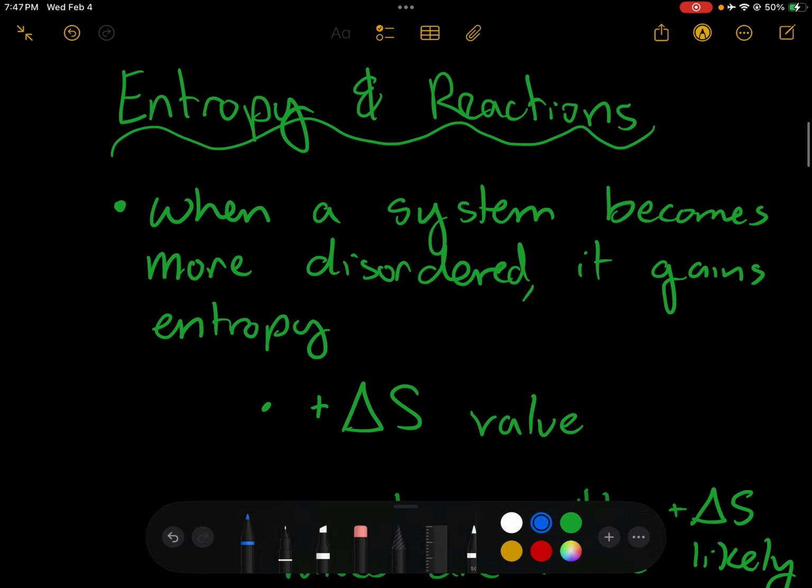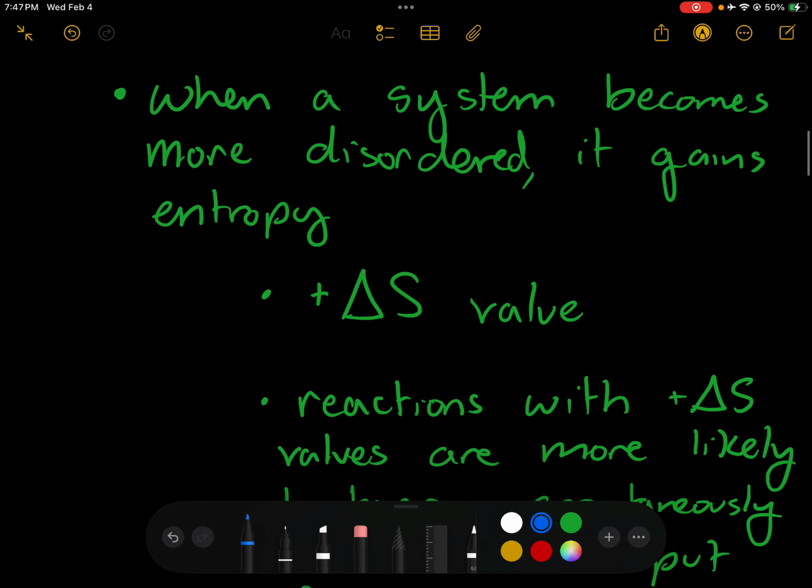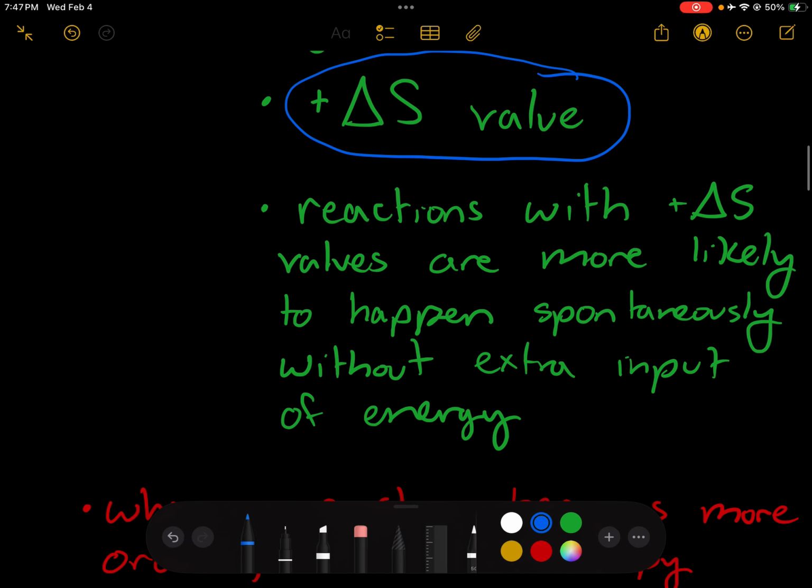So, entropy and reactions. When a system becomes more disordered or more chaotic, we say that it gains entropy. And what that means is that that reaction at that point has a positive delta S value. So a positive delta S value means that a system is becoming more chaotic over time. Reactions with positive delta S values are more likely to happen spontaneously without any extra input of energy.